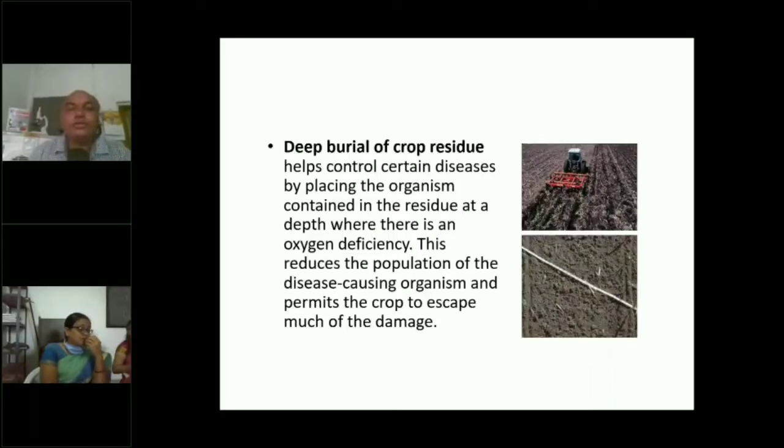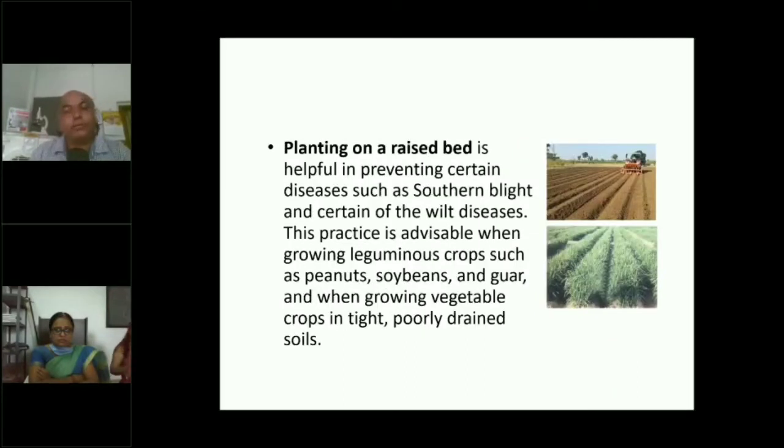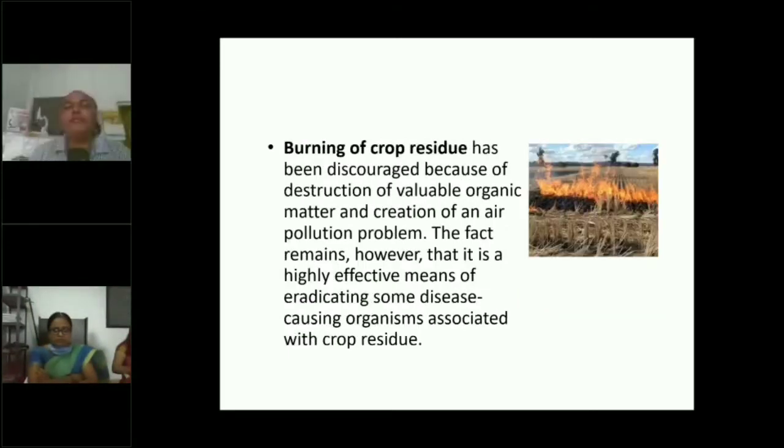Then there is the raised bed technique. Nowadays we are recommending this technology for various crops, and the reason behind it is that the source of inoculum will not be accessible to the roots of the plants. Therefore, you can plant on the raised bed system. That also helps. Then if there is a severe infection, there are overwintering stages of the pathogen, and if you collect and destroy or burn those overwintering stages, you can reduce the primary source of inoculum also.